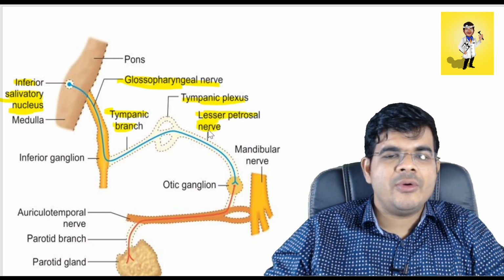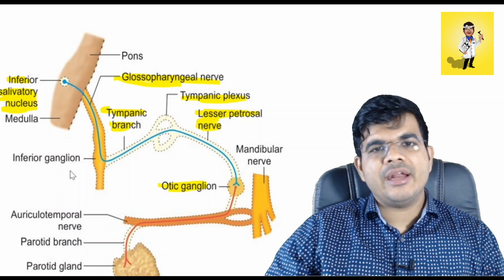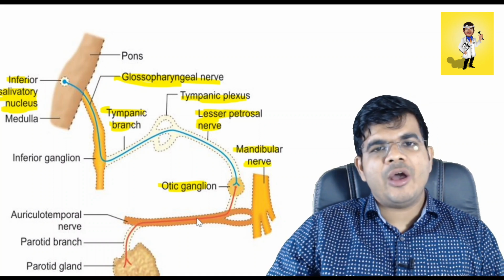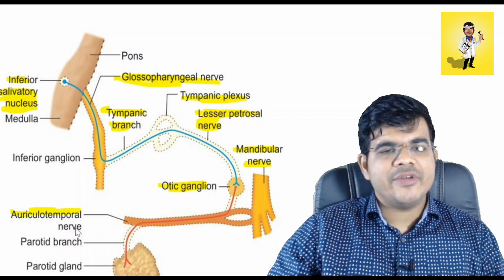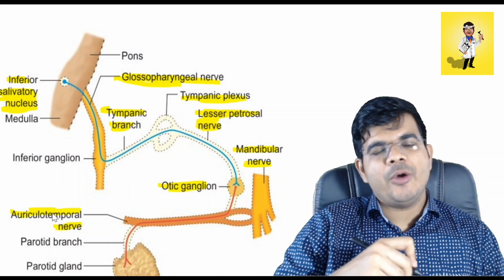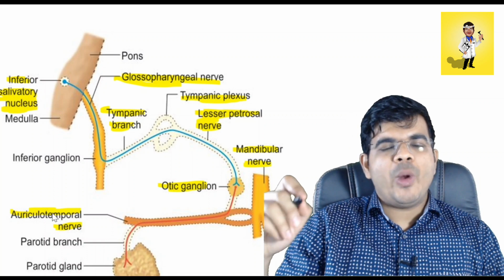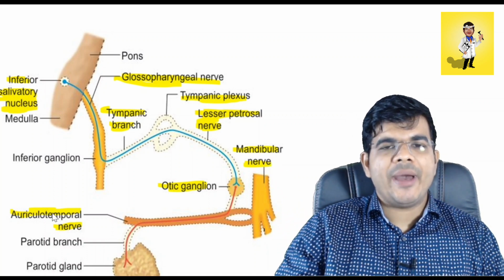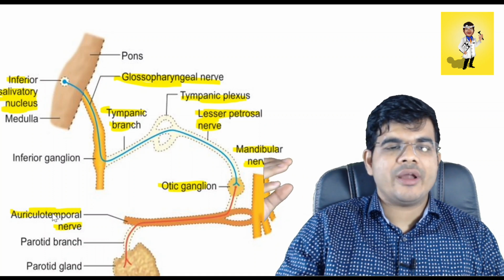The lesser petrosal nerve goes into the otic ganglion. The otic ganglion is subtended by the mandibular nerve, and from the otic ganglion arise the postganglionic fibers, which go into the auriculotemporal nerve, which is a branch of the mandibular nerve, and it finally goes into the parotid gland. Now, about 1 to 1.5 liters of saliva are produced per day, and it is due to the parasympathetic secretion. But sometimes, to make the secretion more concentrated, there is sympathetic secretion occurring as well.